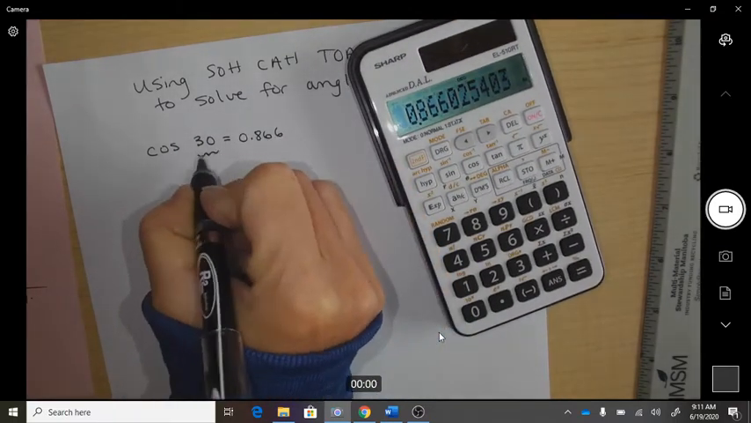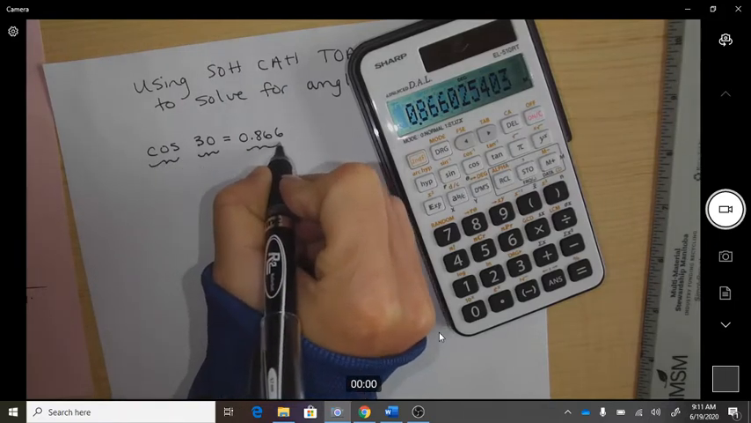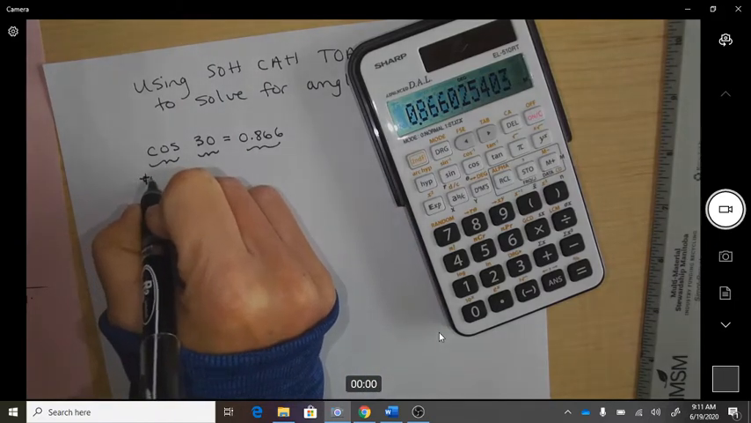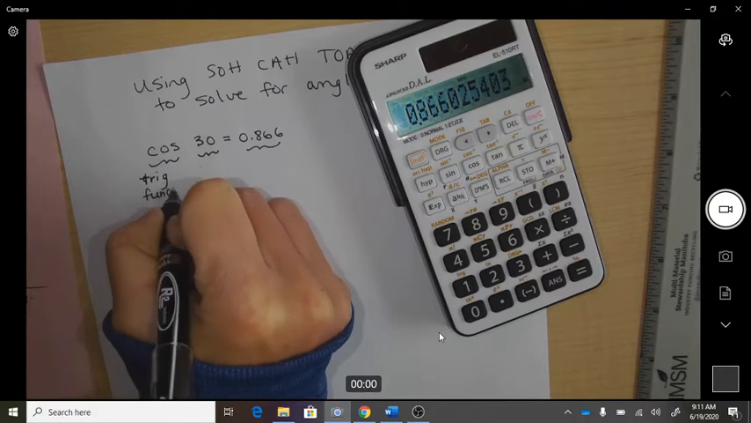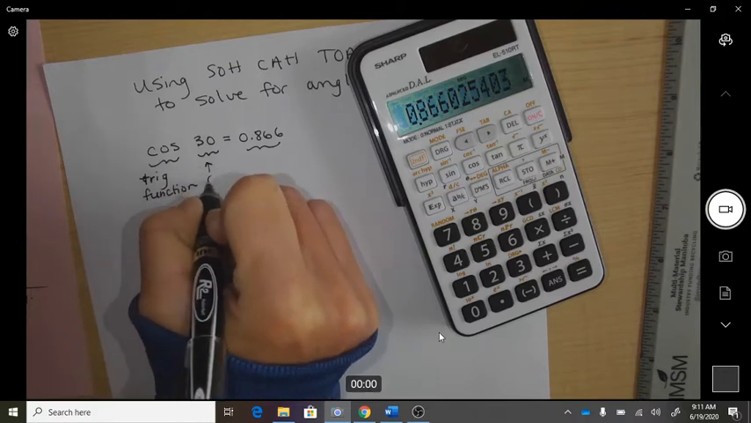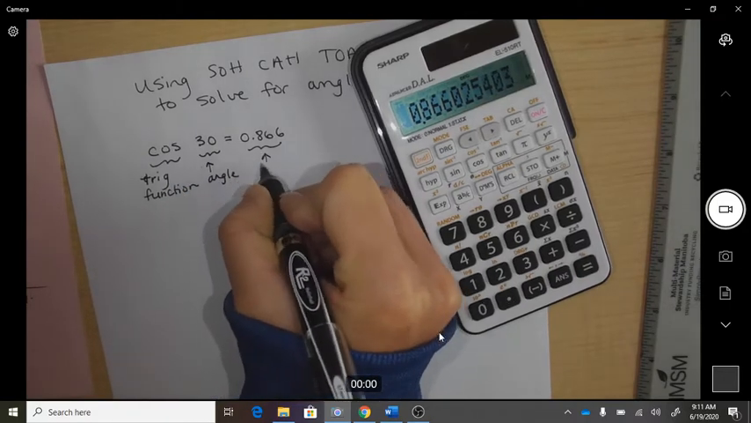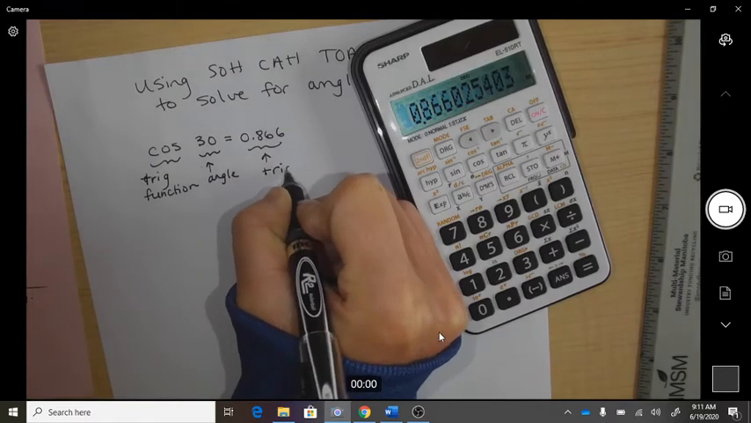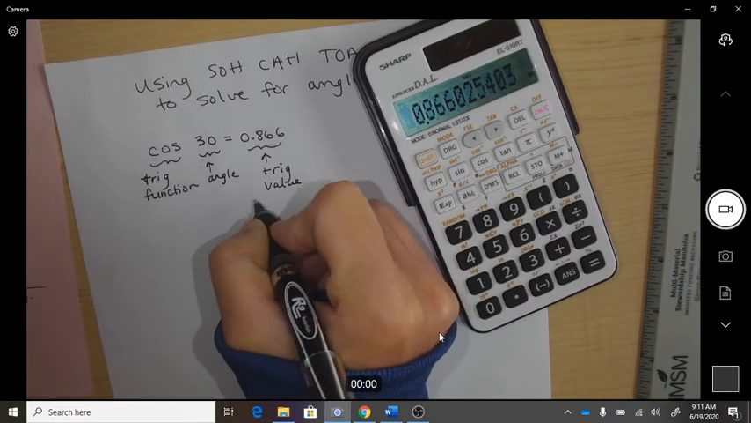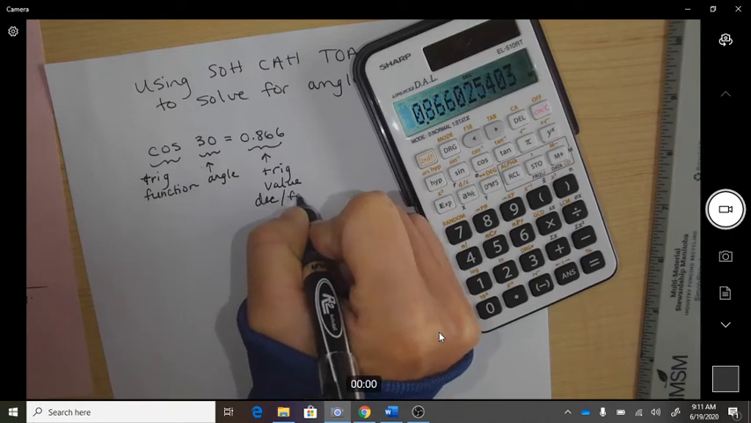Okay, so this breaks down into the trig function, remember that? And this is always the angle, and this is what we call the trig value. It's usually a decimal or a fraction.